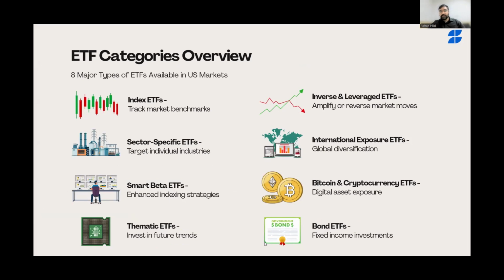Now let's look at the universe of US listed ETFs. There are eight main categories, each with its own benefit. For example, index ETFs, sector specific, smart beta, thematic, inverse and leveraged, Bitcoin and crypto, international, and bond ETFs. Over the next few slides, we'll briefly cover each one of them, and we'll also show you some examples of ETFs for each type.